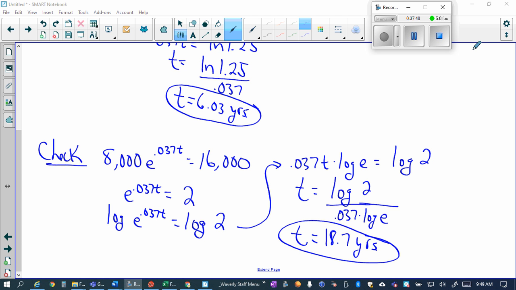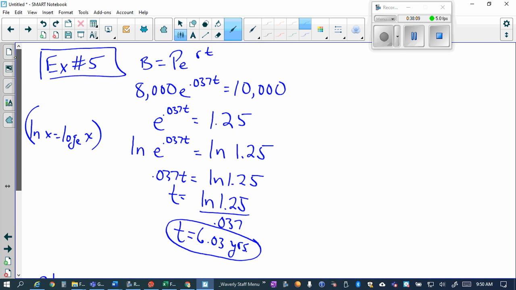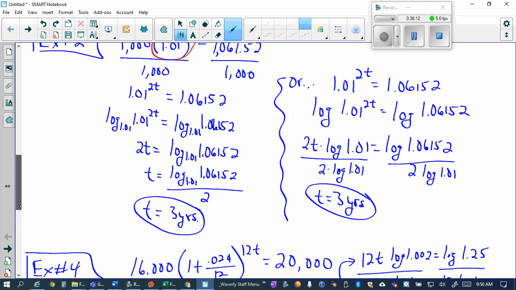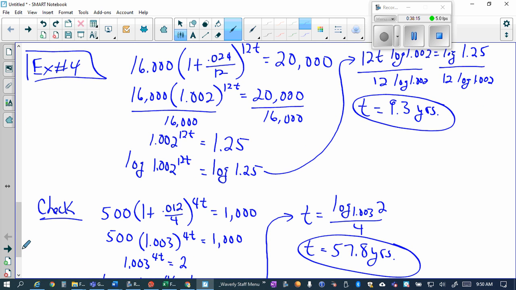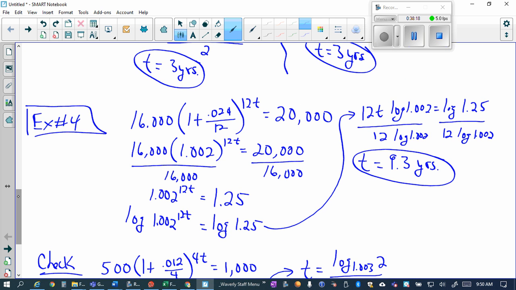But anyway, let's go back. Why don't we just do the last one? Okay, let's do example 4. All right, let's go back to example 4 and try and do that one on the TVM and make sure. We have to think about it. It's not as straightforward as you think. Our initial deposit is 16,000, the rate is 2.4, N is 12, and we want to solve for T. And we should get this 9.3 years.